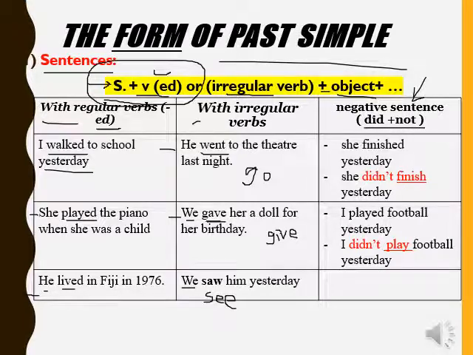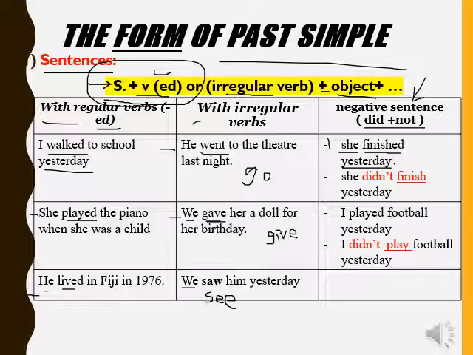In negatives, we need didn't, or did plus not. Look at the first sentence, number 1 here. She finished yesterday. She is the subject. Finished is the past verb. Yesterday is a word indicating past.